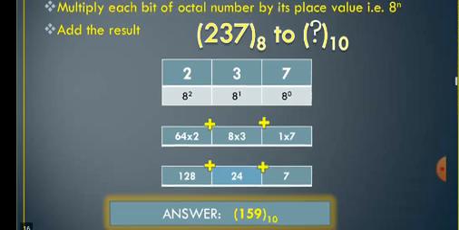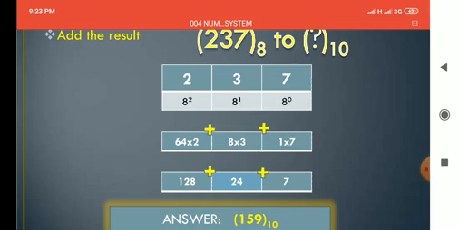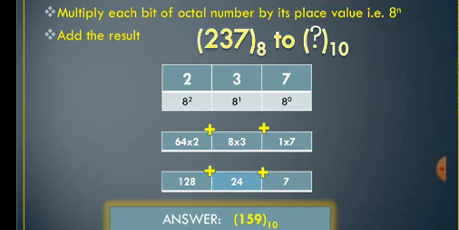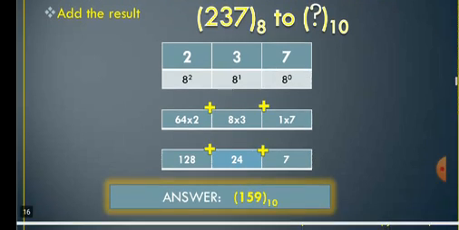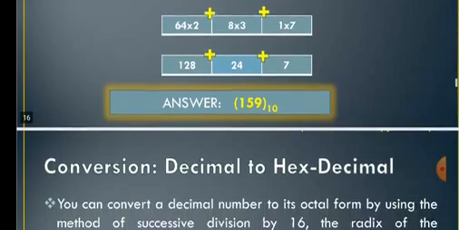237. So in the 7's place 8 power 0, in the 3's place 8 power 1, in the 2's place 8 power 2. Now we'll come back to the next step. 8 power 0 is equal to 1, so 1 into 7, and then 3 into 8 power 1, and 2 into 8 power 2, which is 64, so 2 into 64 is 128, plus 3 into 8 is 24, plus 1 into 7 is 7. We'll add all these values. Finally we'll get 159. That will be the decimal equivalent of the octal number.